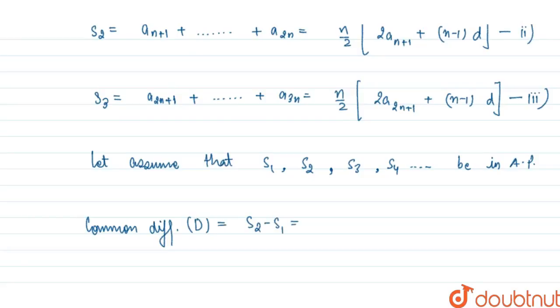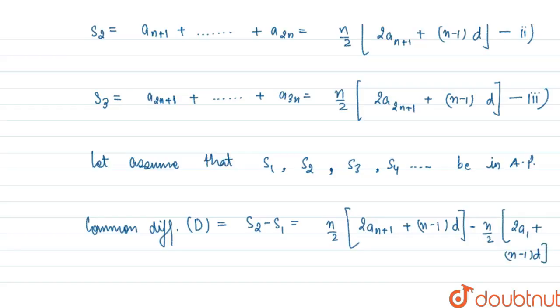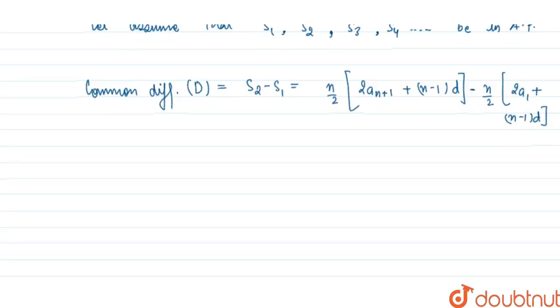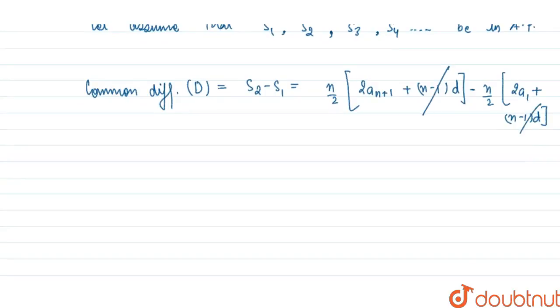So the value of S2 is n by 2 into (2an+1 plus (n minus 1) into d), minus n by 2 into (2a1 plus (n minus 1) into d). So n by 2 will be common, and the (n minus 1) into d parts will be cancelled out. At last what will remain? It will remain n by 2 into (2an+1 minus 2a1), that is n an+1 minus n a1.